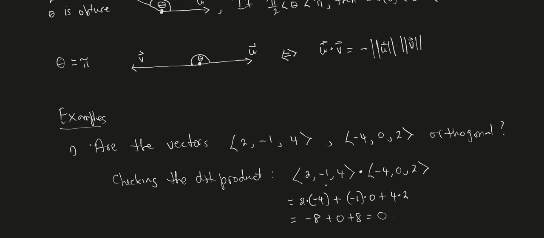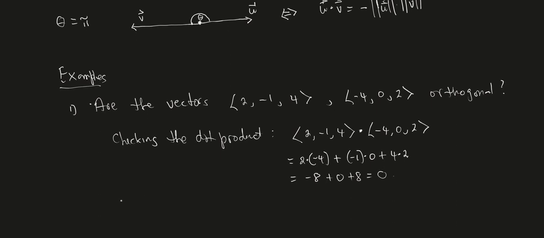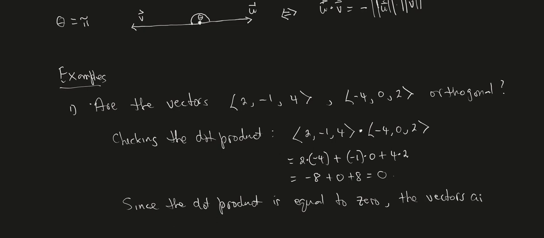So since the dot product is equal to 0, the vectors are orthogonal. And get used to the word orthogonal. It will be used several times in the future.